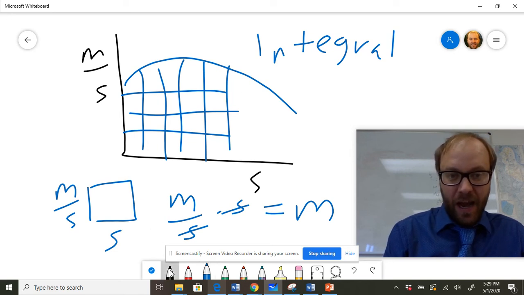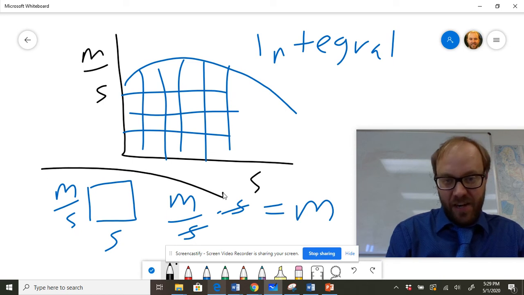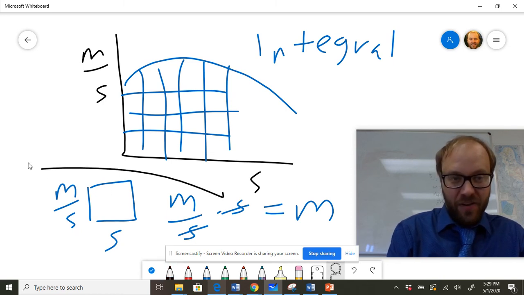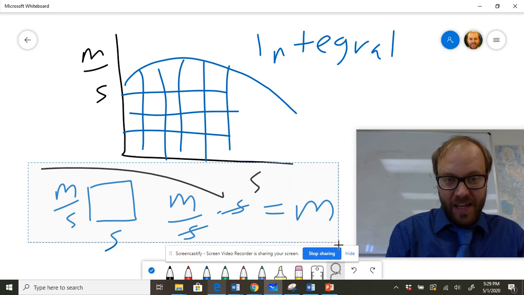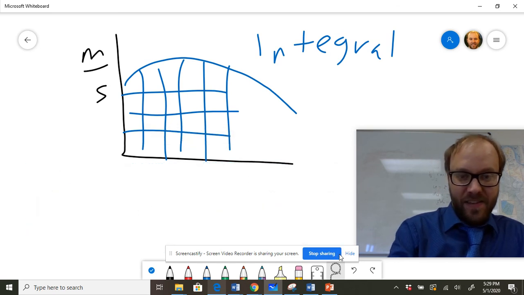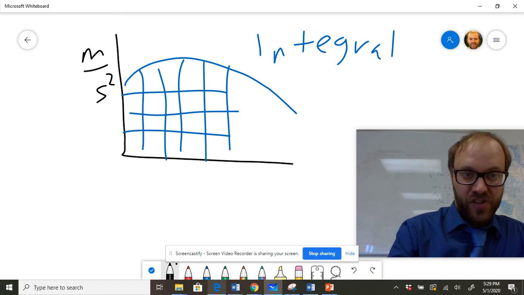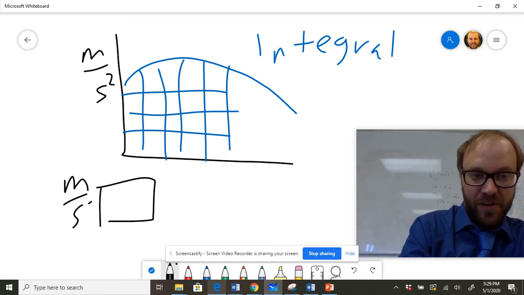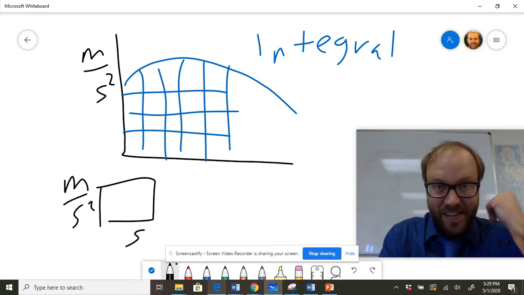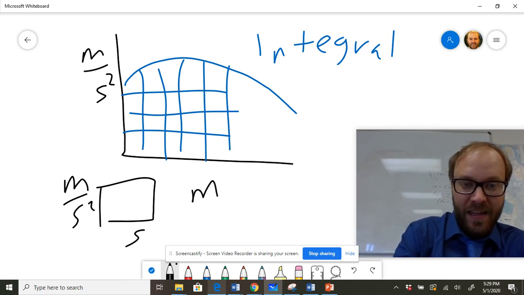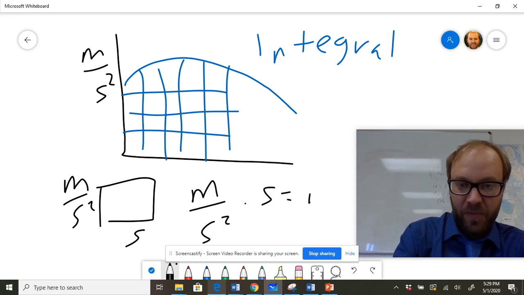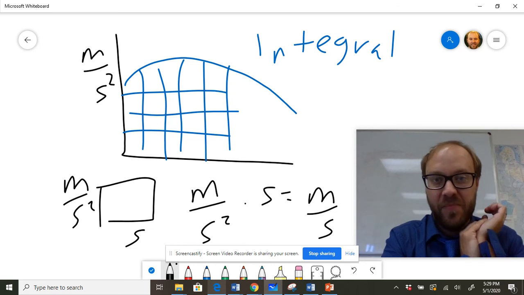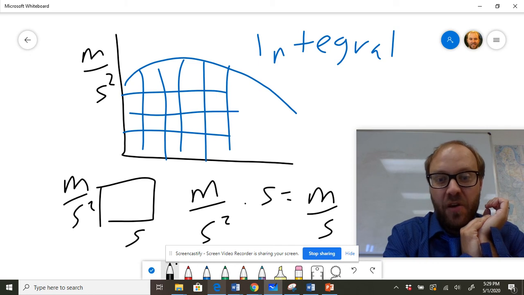All right, if I had an acceleration graph, let's say this graph had been meters per second squared. Okay, you're still multiplying your units. You're multiplying meters per second squared by seconds now. Okay, so if you had an acceleration graph and time, and you multiplied those together, your new units would be meters per second. And that basically would just tell you how much your velocity changed over that time period.